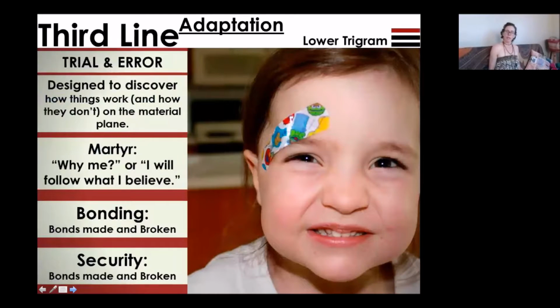Threes are engaged in learning about what works and what doesn't, but they're engaged in that through the process of being involved in the fray of life. So that's the lower 3 lines, the lower trigram.